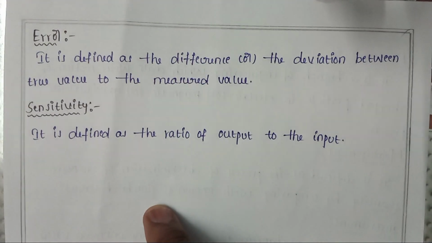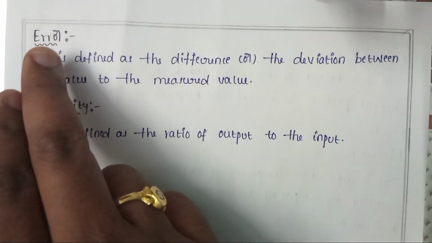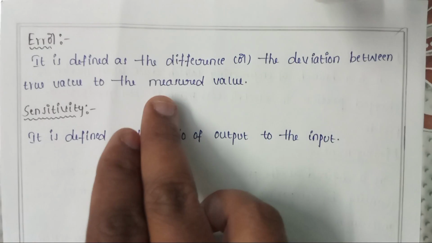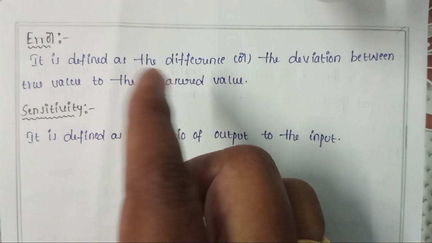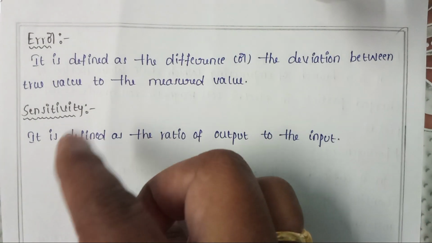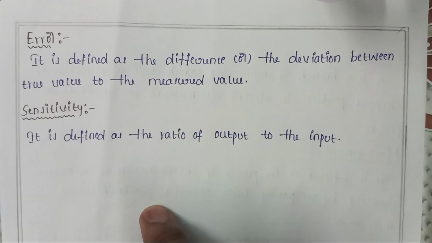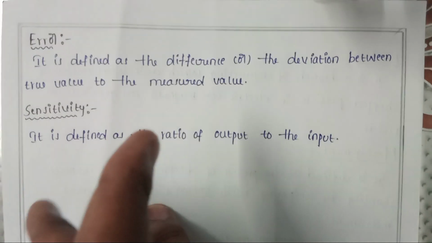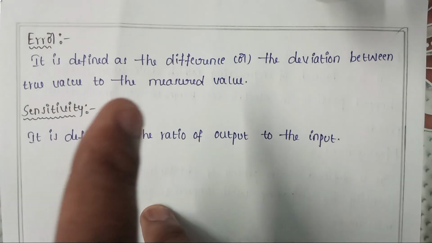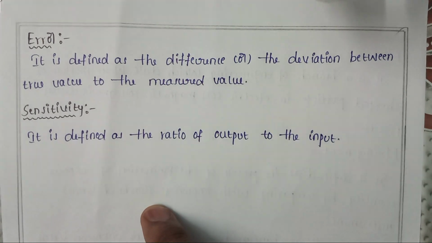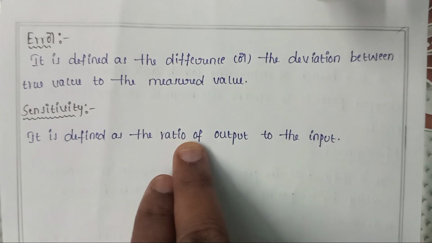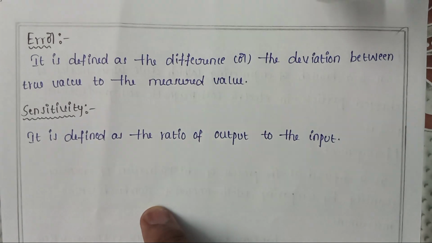Next definition is error. Error is defined as the difference or deviation between the true value and the measured value. In our previous discussion, we already covered two values: one is the designed value, another is the measured value. The difference between those two is called error. The closeness between those two is called accuracy. Those are the two definitions. And finally, sensitivity: the ratio of output to input is called sensitivity.